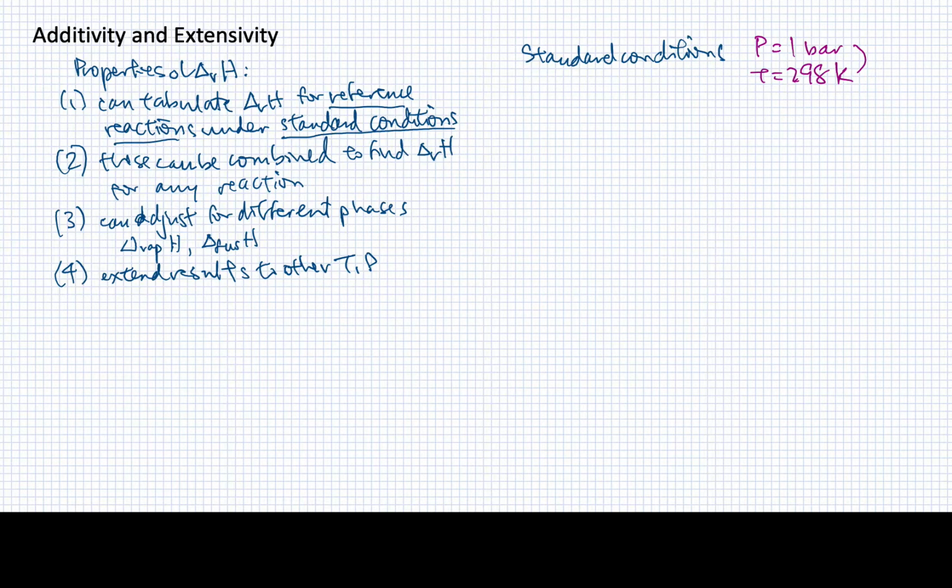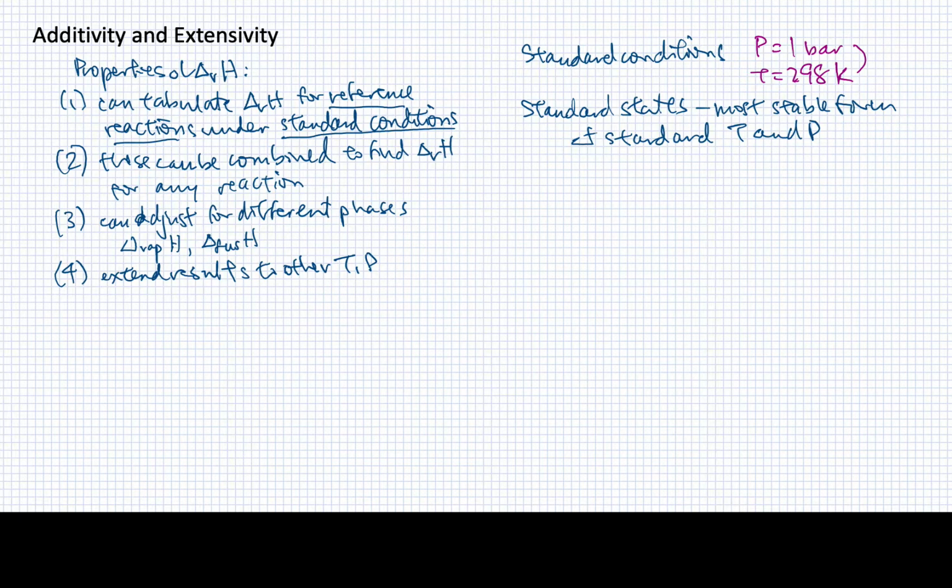Now, in order to do this, I'll need to define standard states. Okay, and these apply to both elements and compounds. But essentially, the standard state of a substance is the most stable form of that substance at standard temperature and pressure. All right, what do I mean by that? Well, for example, oxygen is a gas at this temperature and pressure, so that would be its standard state.